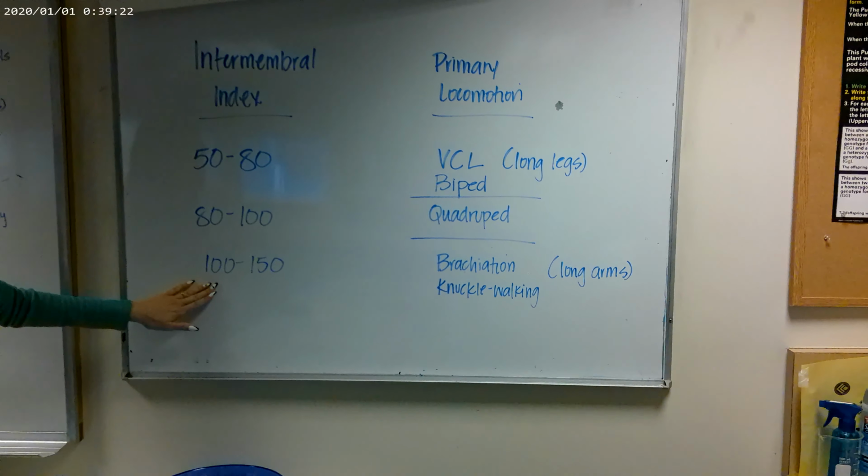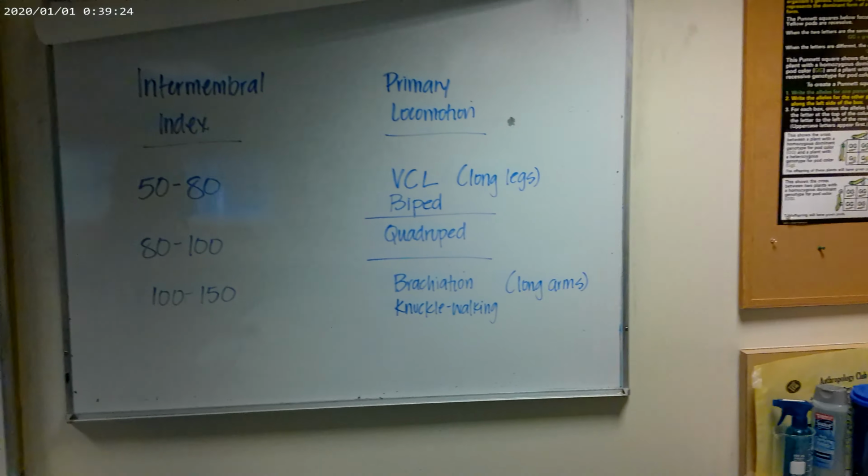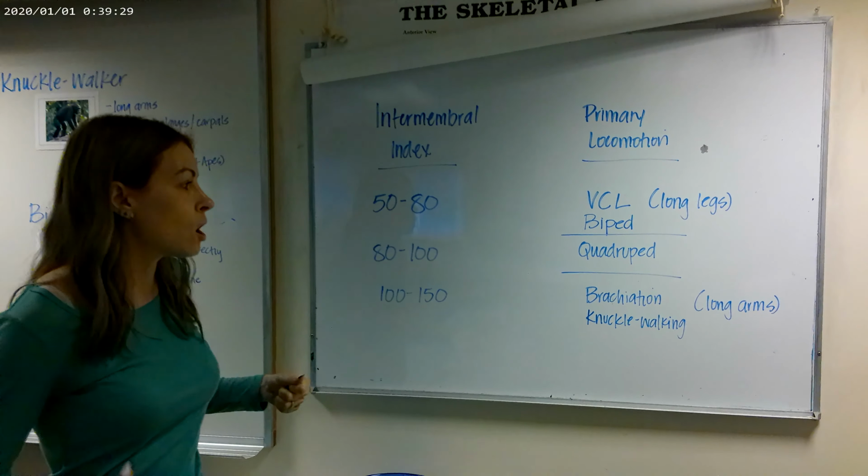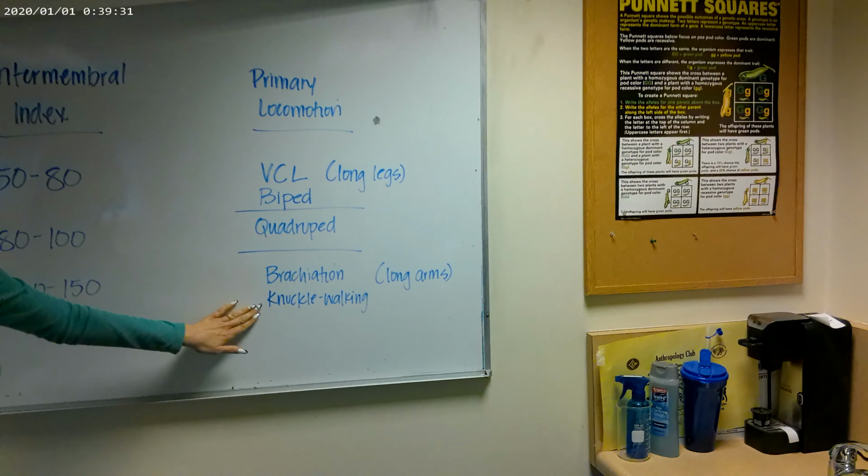And then 100 to 150, this is going to mean that you have very, very strong, powerful arms, and you're primarily getting around using your arms. So that's going to be our brachiators and our knuckle walkers.